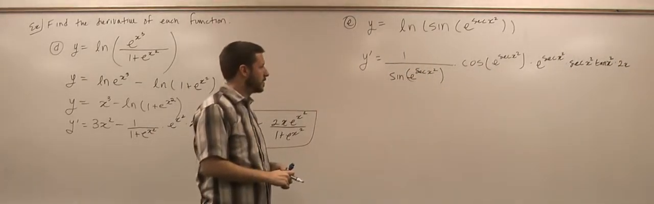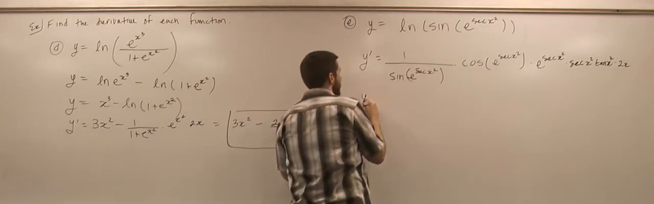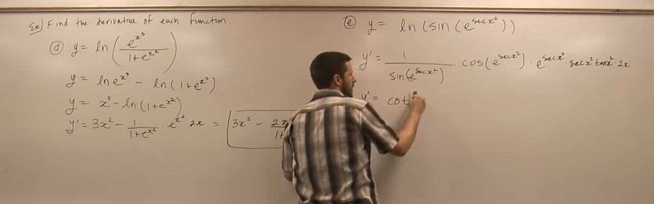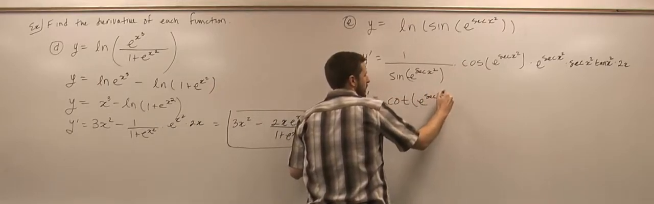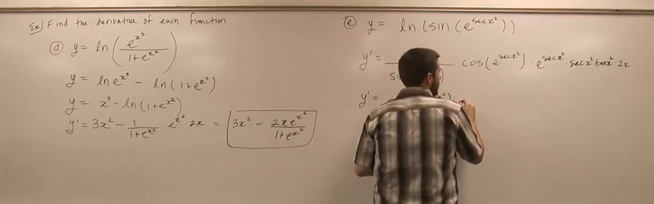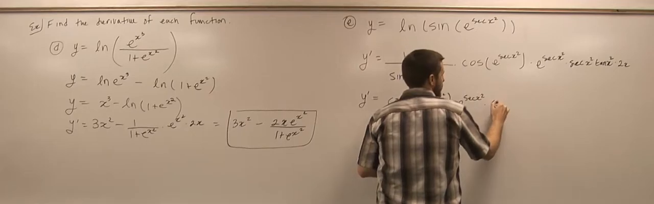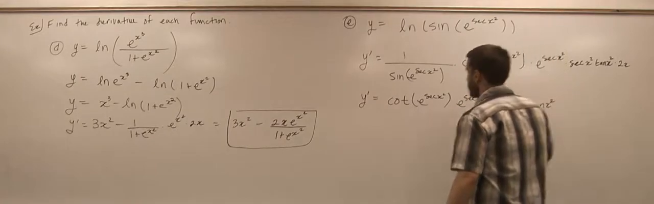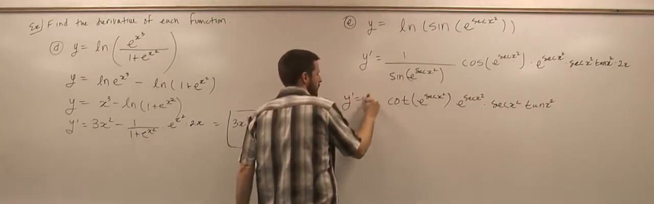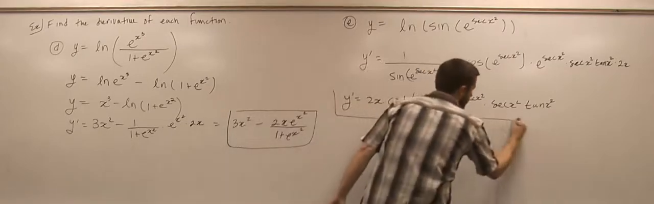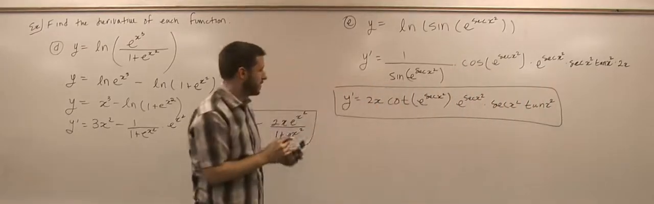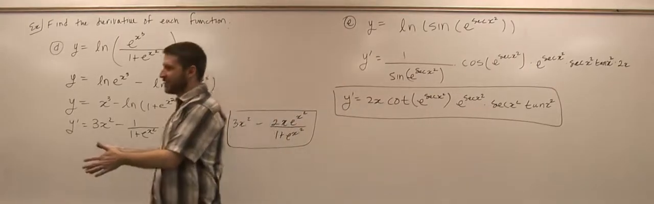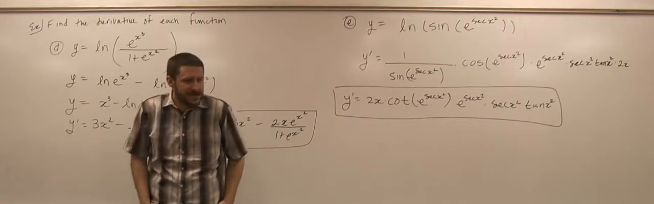Oh my. Ooh, cosine over sine, I like that. I'm going to simplify that. Cosine over sine is cotangent of e to the secant x squared times e to the secant x squared times secant x squared tan x squared. And then I'll probably put the 2x over here, just to mess with it. Cool? Totally.